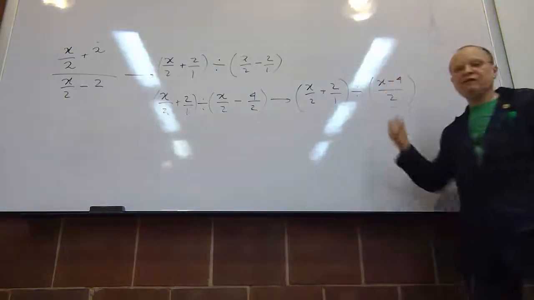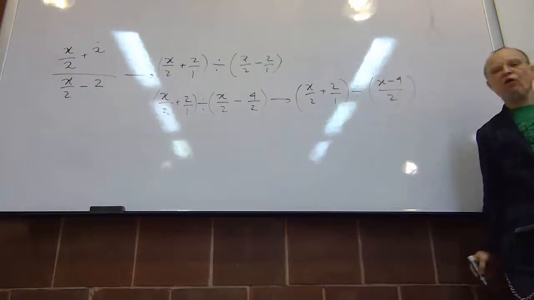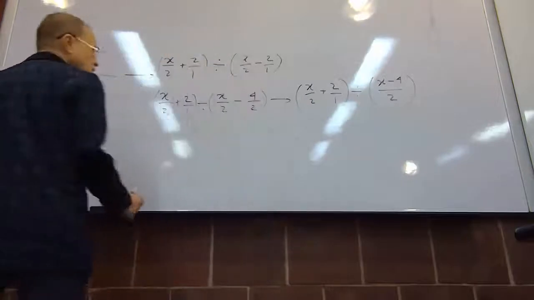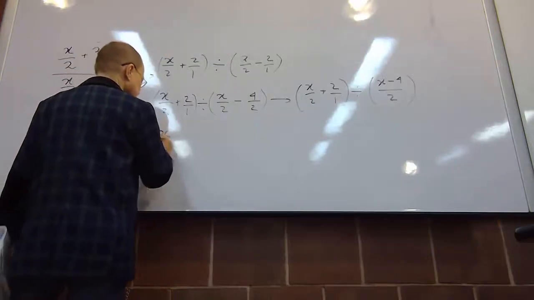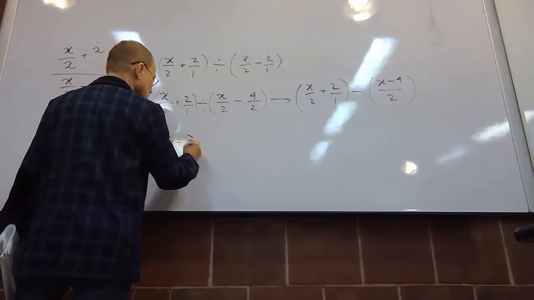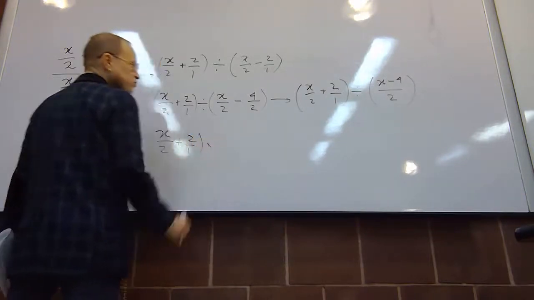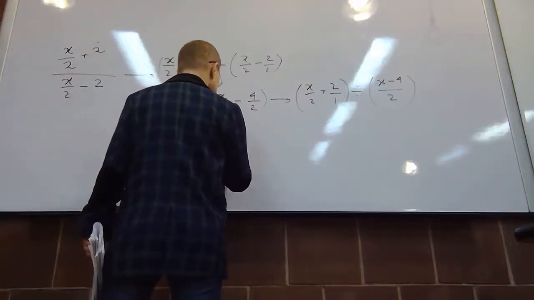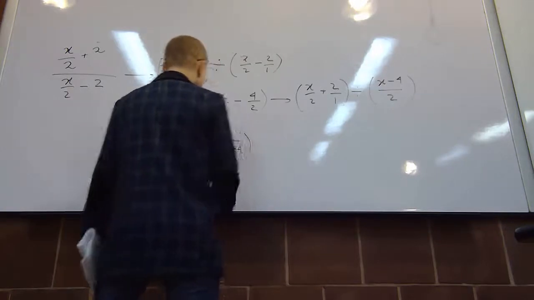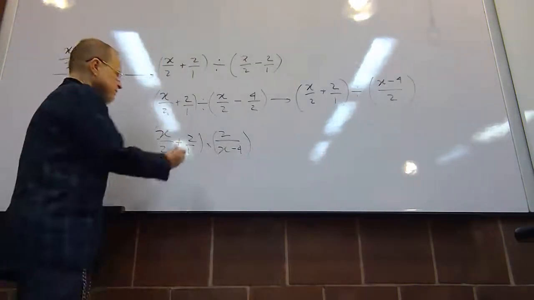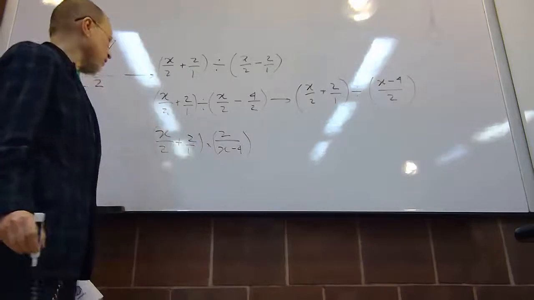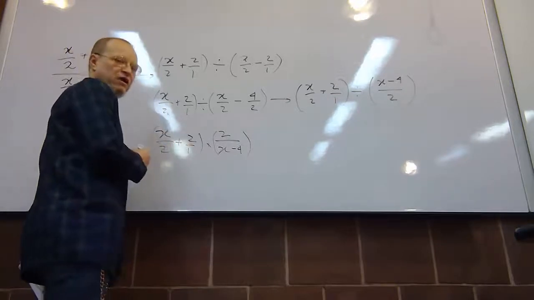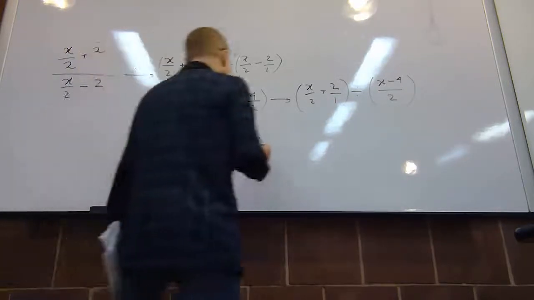Now that I have it in this form, I can turn it over or flip it like everyone likes to do, and I can now rewrite the problem as x over 2 plus 2 over 1, and we turn it into a multiplication by turning it over. But I'm not done yet, because now I have to combine these two. I can't just multiply it like this, because again, we have different denominators. So I'll do the same idea here.